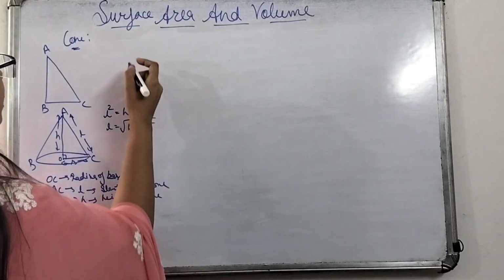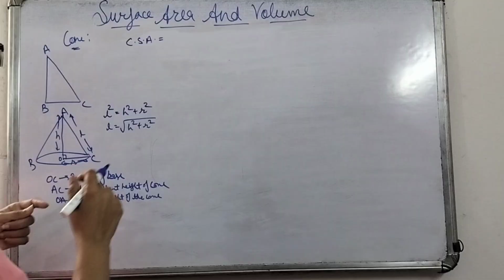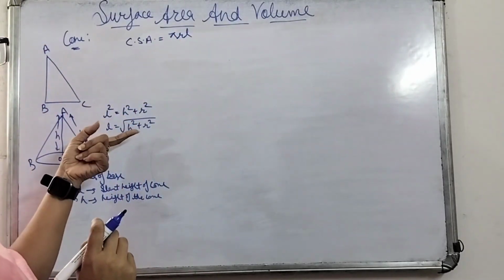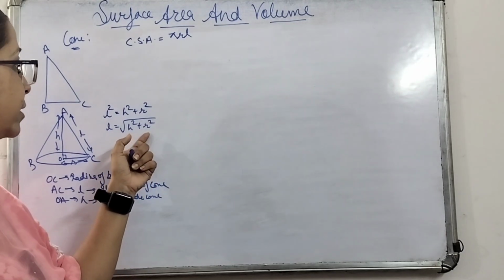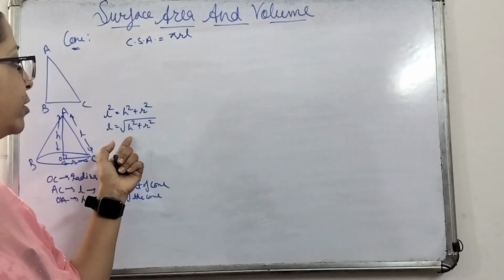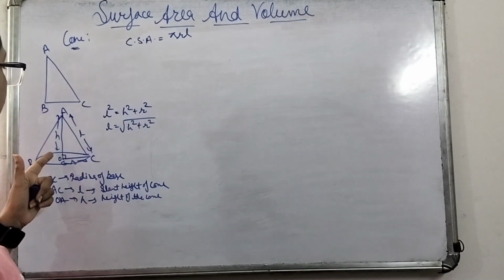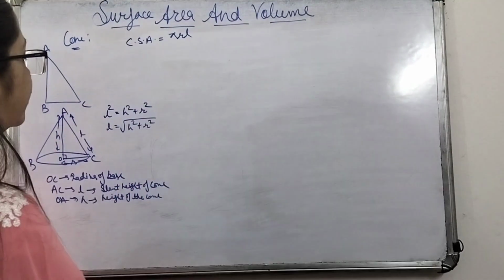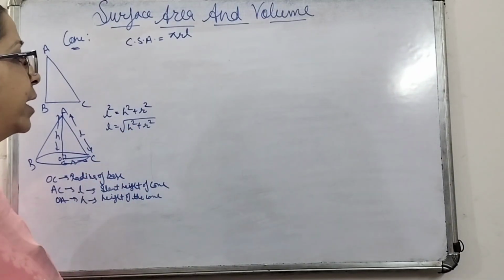So what will be the curved surface area? Curved surface area of a cone is given by pi r L, where L is the slant height. If the height of the cone and the radius of the base are given, then we can find the slant height. Slant height will be given by root of H square plus R square, because your radius and your height H are perpendicular to each other. It is a right circular cone. So L will be given by root of H square plus R square.